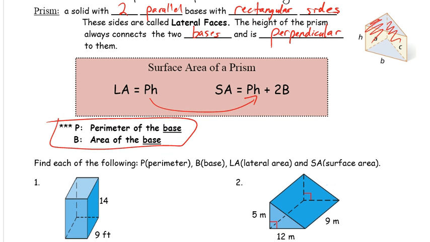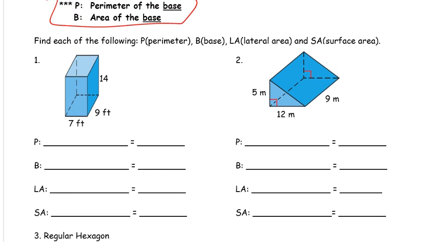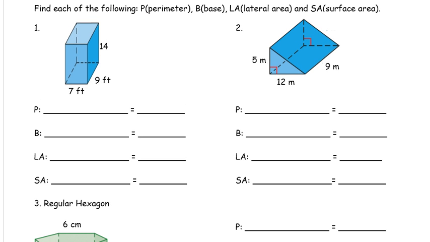So we're going to look at some examples, and I want you guys to follow just as I do, so that you'll make fewer mistakes. So, find each of the following: perimeter, area of the base, lateral area, and surface area. So perimeter, I'm going to start off, I want to find the perimeter of the base. I'm going to identify my bases first. That would be down here, and then up here.